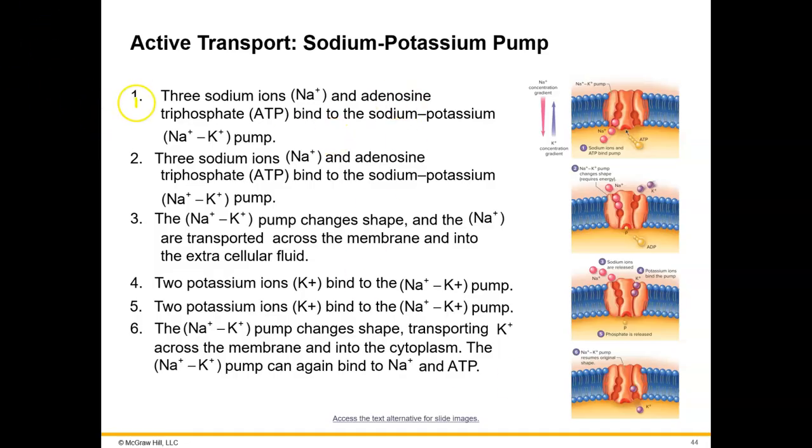So make sure that you know that 3 sodium ions are pumped out. 3 sodium ions are pumped into the ECF, or extracellular fluid, and 2 potassium ions are going to be pumped into the cytoplasm.